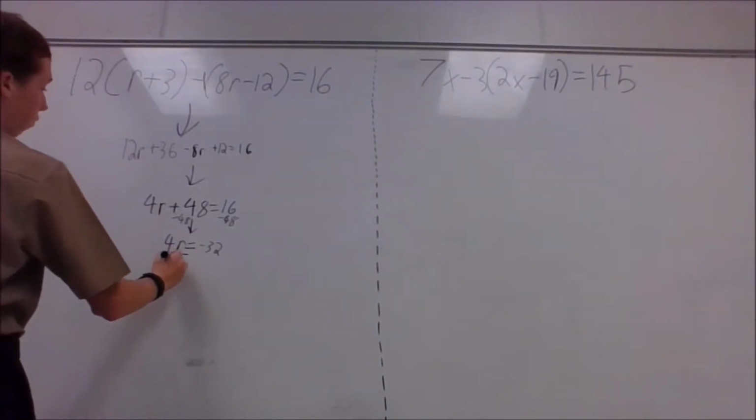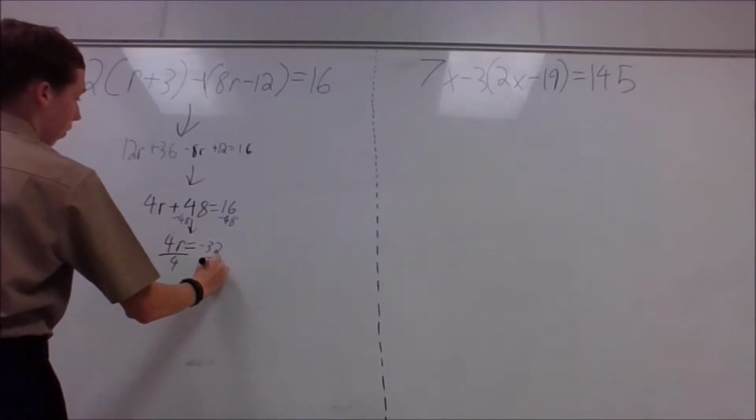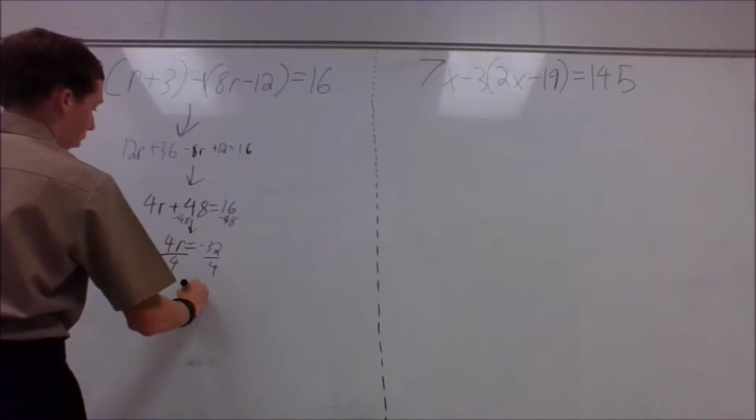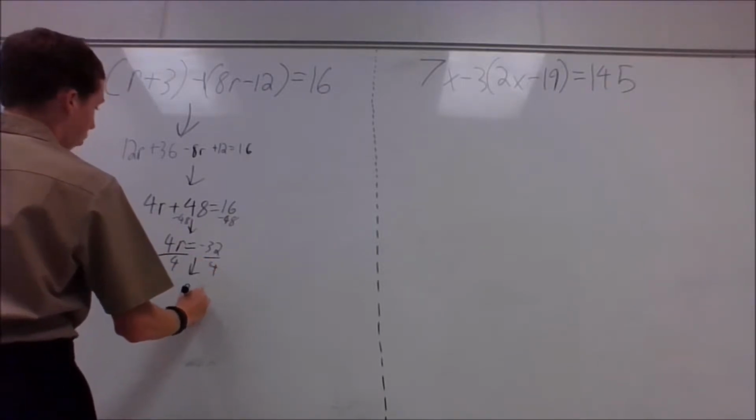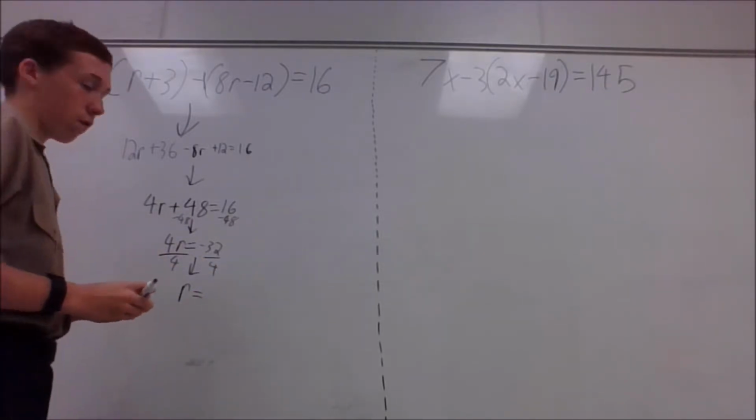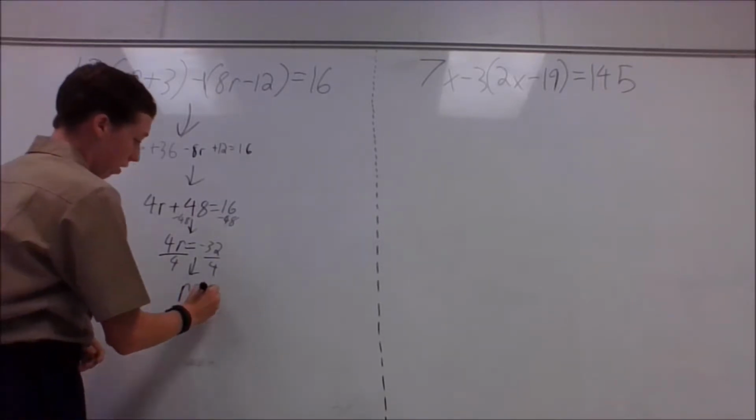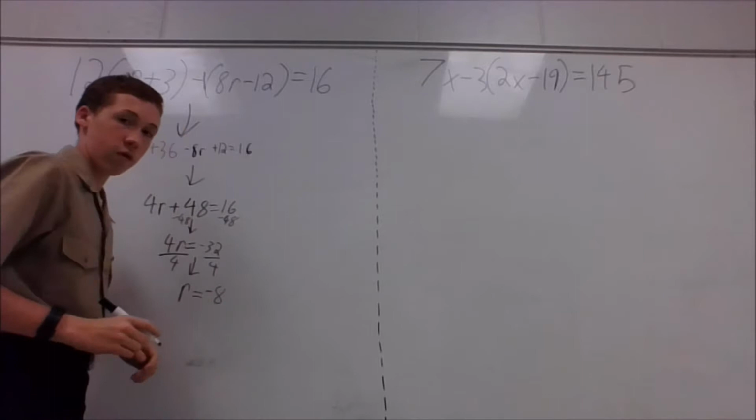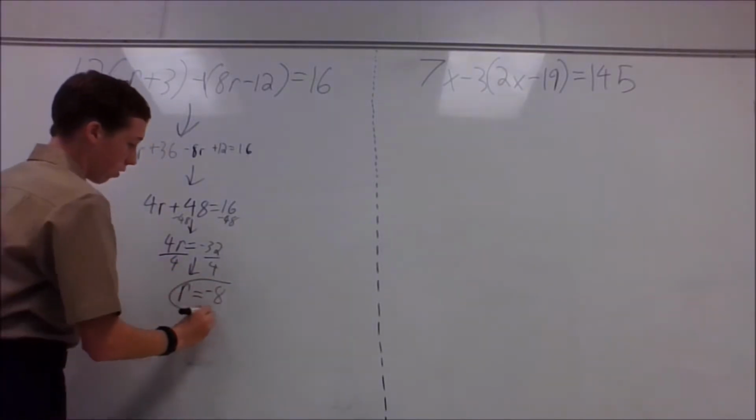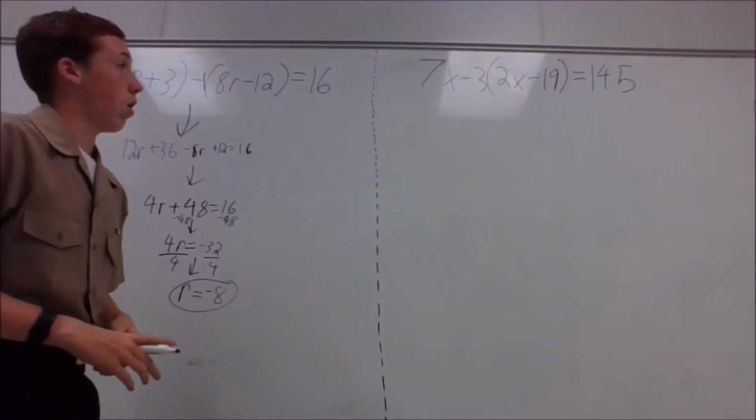And so we have to divide by 4, divide by 4. Draw your arrow. R equals whatever negative 32 divided by 4 is, which is negative 8. So this is negative 8.